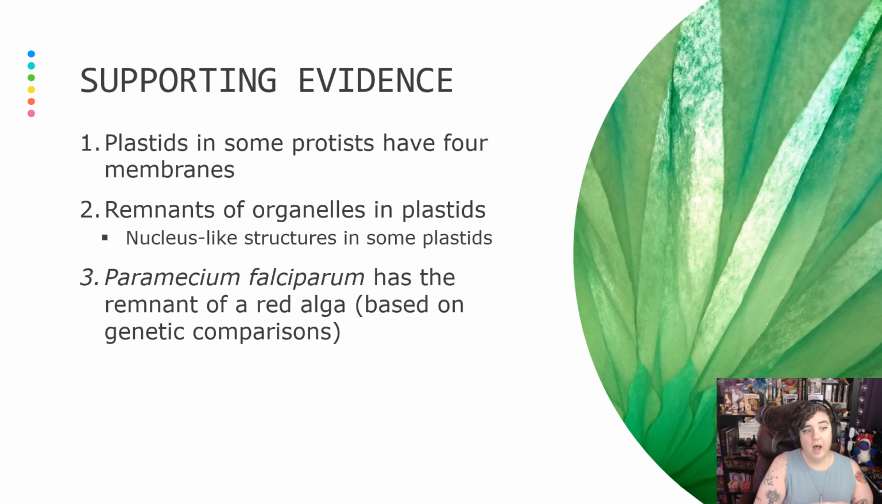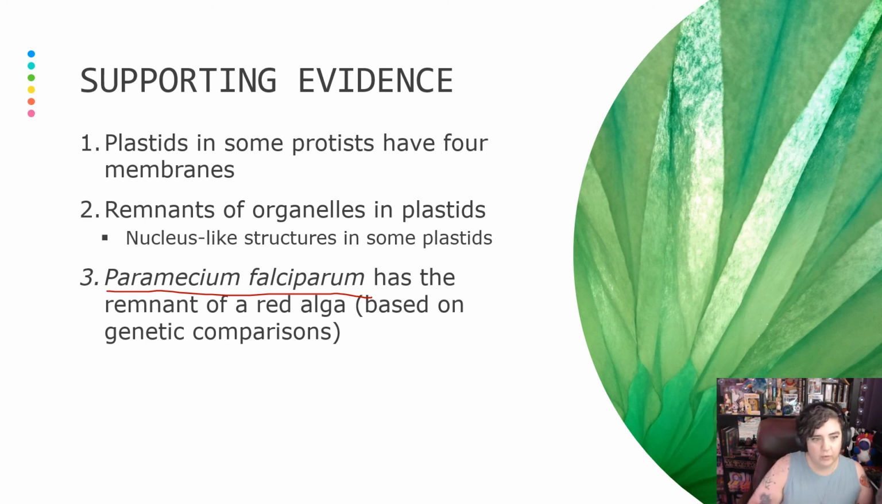Okay. Others have remnants of organelles that are inside of those plastids, so they would be nucleus-like structures that were from the original eukaryote that was engulfed by that heterotrophic eukaryote. Okay, and then one other really important piece of evidence is that there are species of paramecium that have remnants of red algae in them.